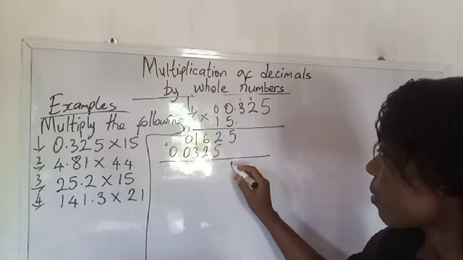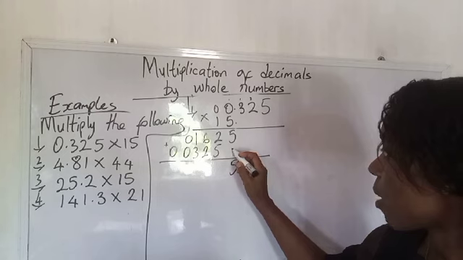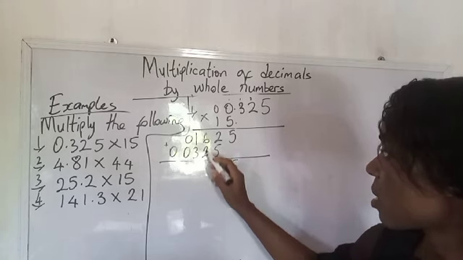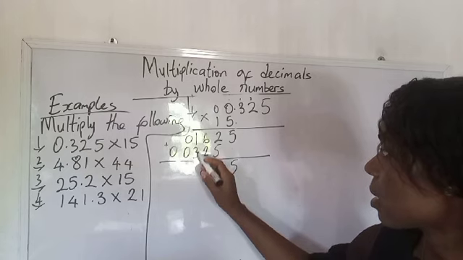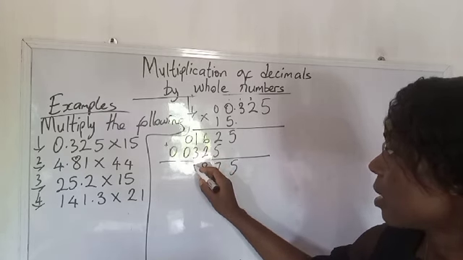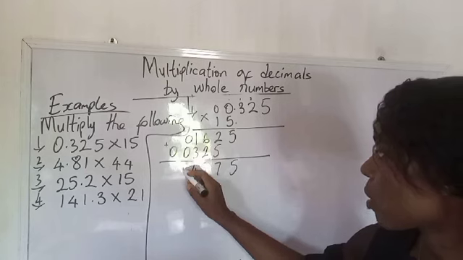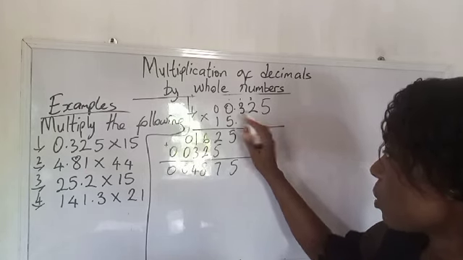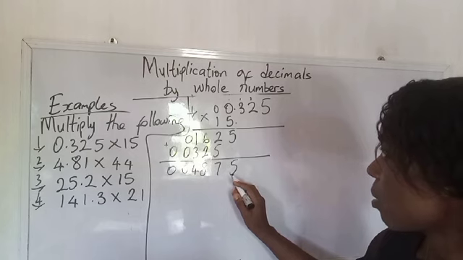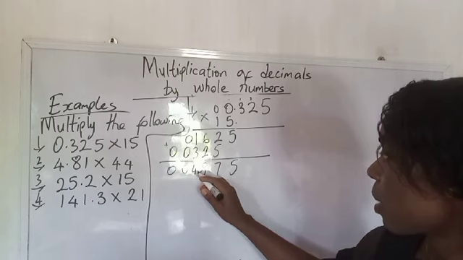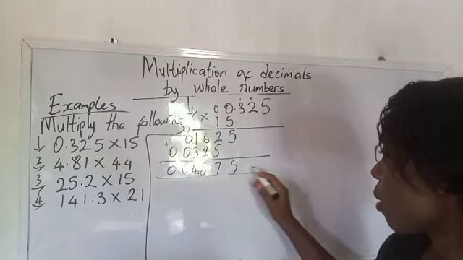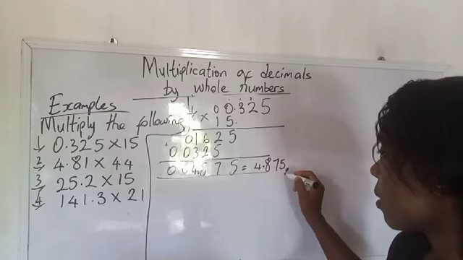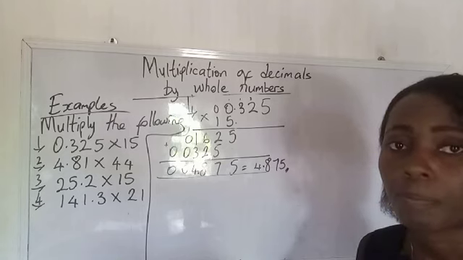Alright, so 5 plus 0 is 5. 2 plus 5 is 7. 6 plus 2, 8. 1 plus 3 is 4. This gives us 0, 0. How many decimal places did we work with? 1, 2, 3. So a decimal point will be here. Therefore, our answer will be 4.875. That's our final answer.